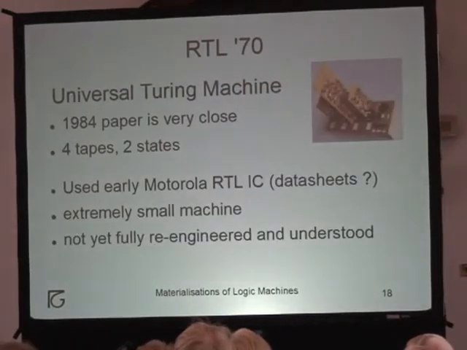It was perhaps rather close to a 1984 paper. You see, it is apparently from 1970. It has four tapes and two states left, the other one had four states, if you remember. And as I said, early Motorola integrated circuits. It's an extremely small machine.